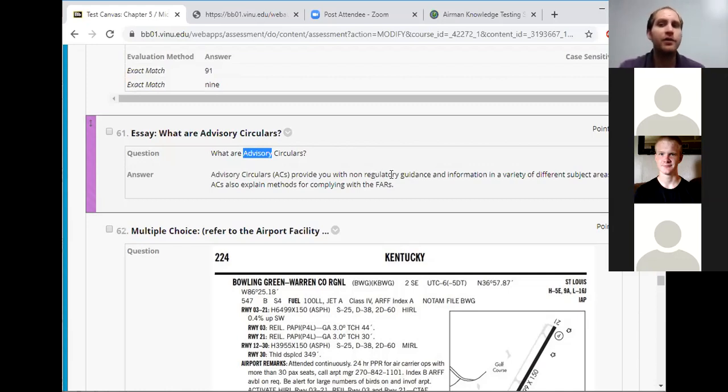So they're giving you like a memo on stall spin. They're giving you a memo on carburetor ice. They're giving you a memo on endorsements for flight instructors. So advisory circulars is the FAA trying to give you good advice, not specifically about one particular flight.